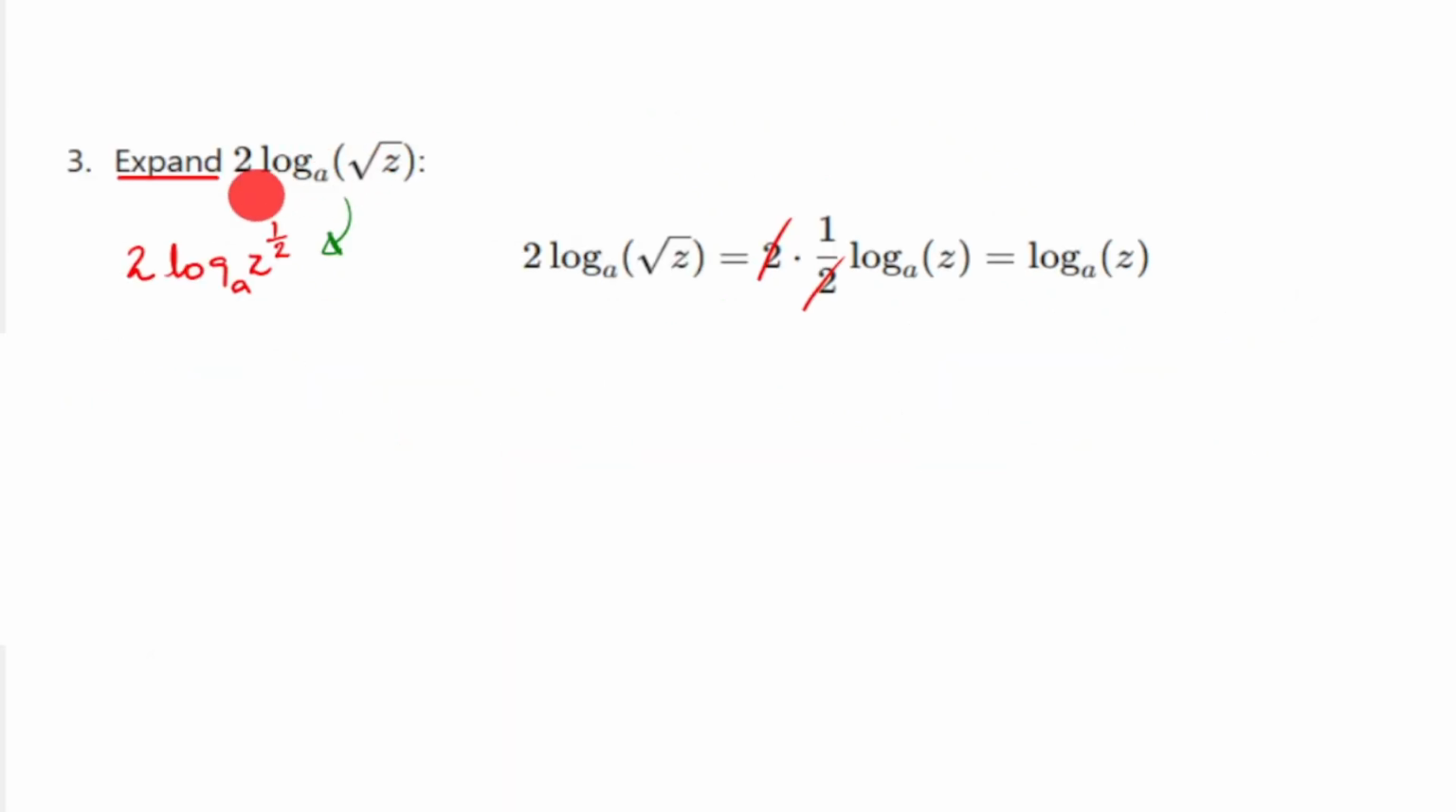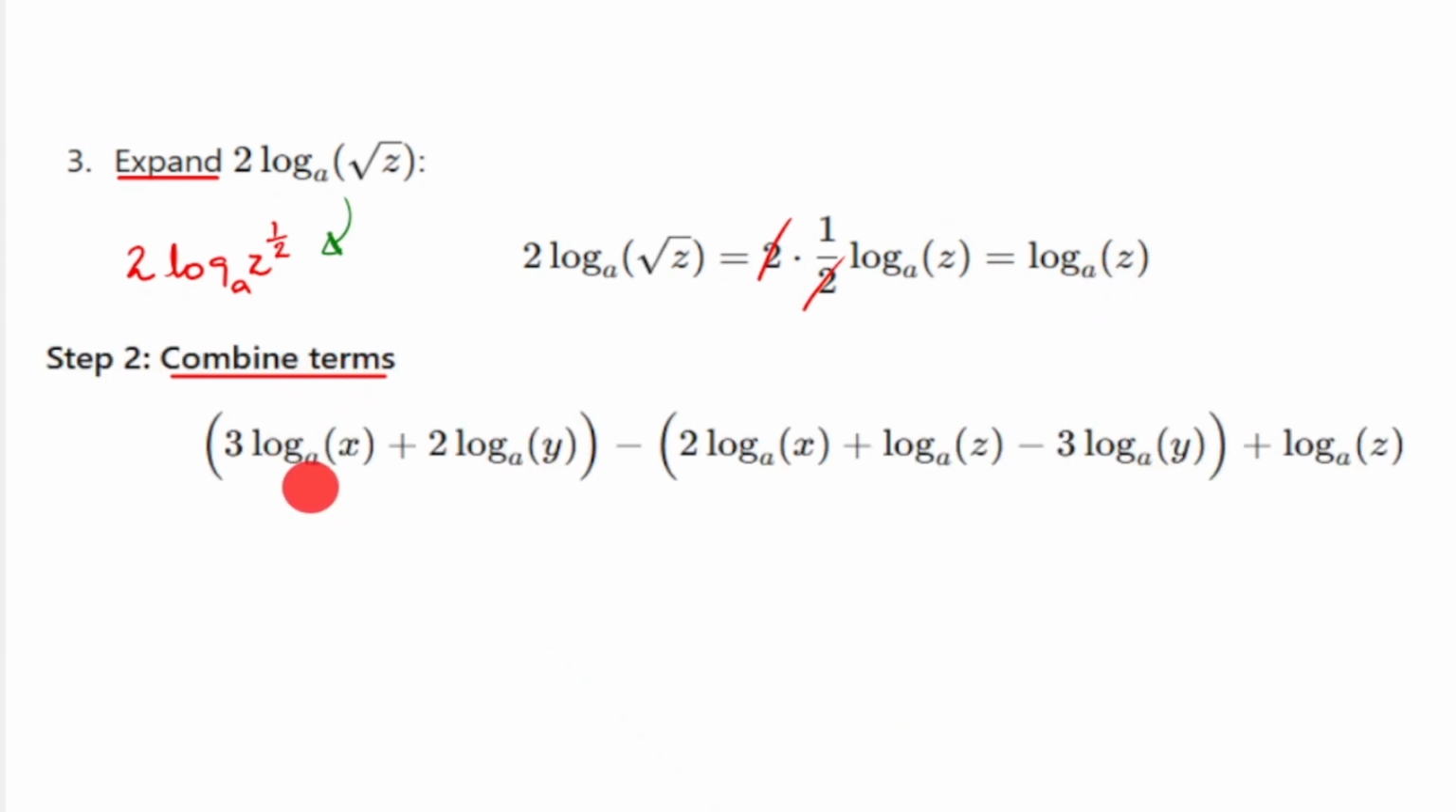When we expand 2 times logarithm of radical z to the base a, first change this radical into exponent form, so this becomes 2 times logarithm of z to the power of 1 over 2 to the base a. By applying the power rule, it becomes 2 times 1 over 2 logarithm of z to the base a, which is equal to logarithm of z to the base a.